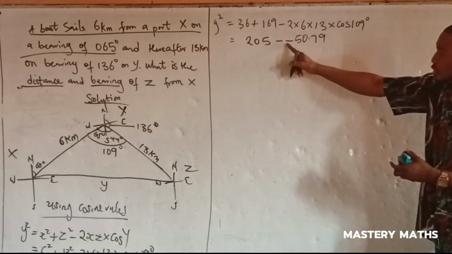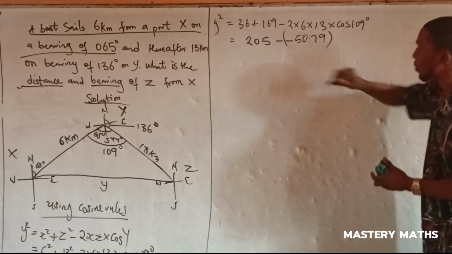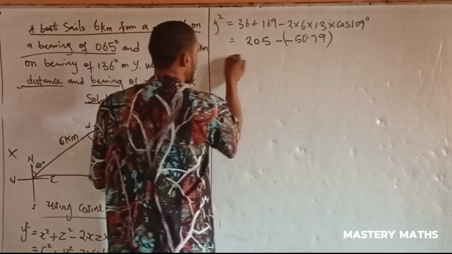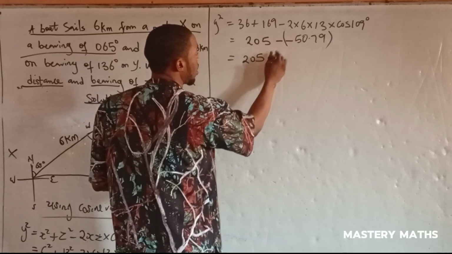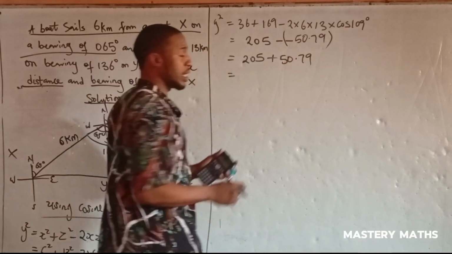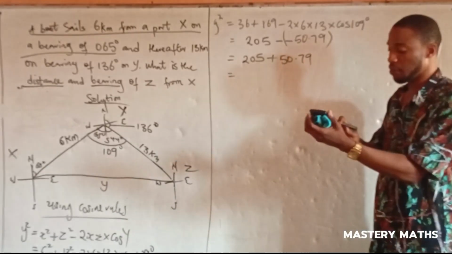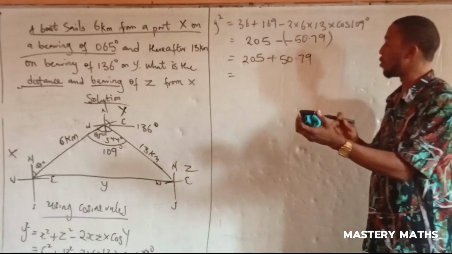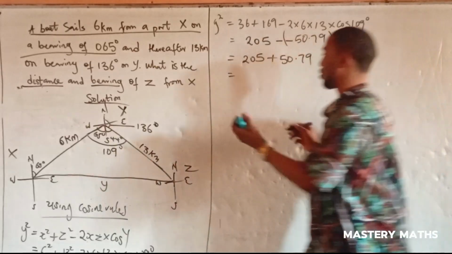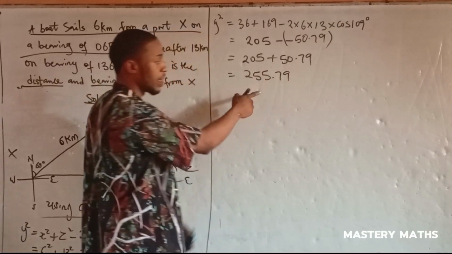And when you see these two signs, I told you, whenever two signs are coming together, always separate them with a bracket. Now, you're going to have 205 minus and minus is plus 50.79. You see it now? Then when you have something like this, you also add. You say 205 plus 50.79. You see it now? Which gives us 255.79. And you see it now?